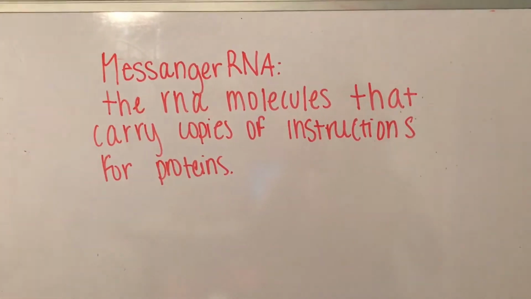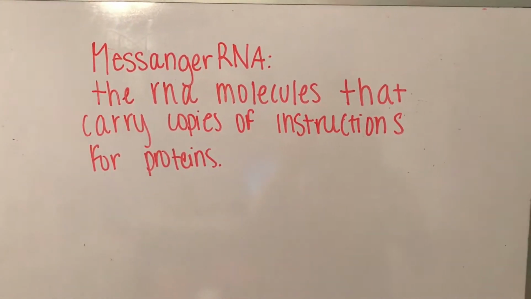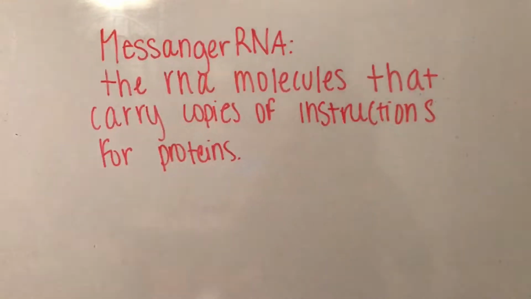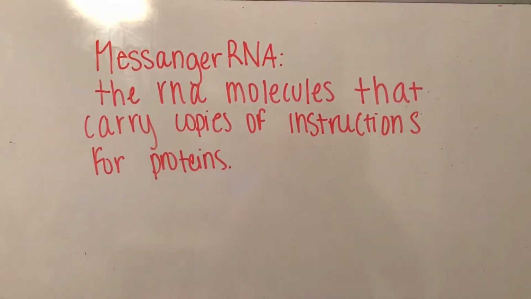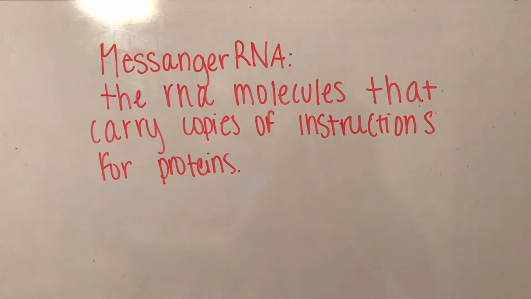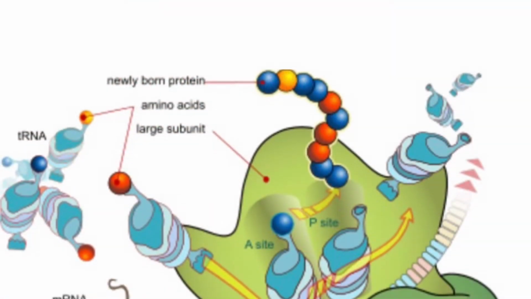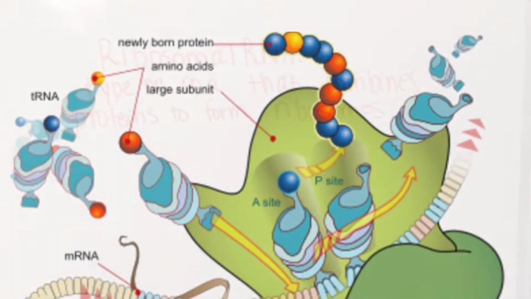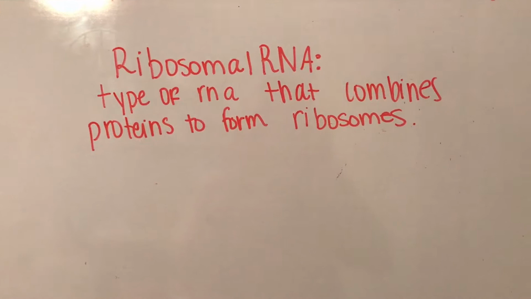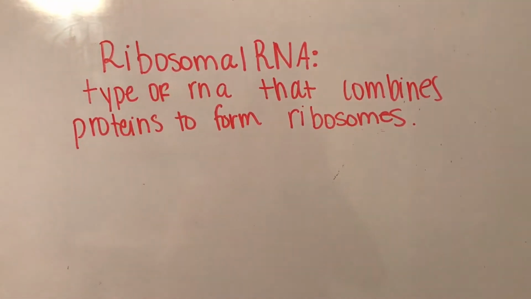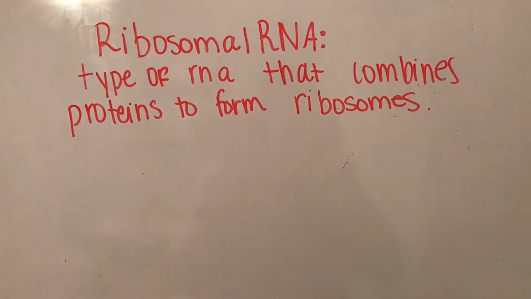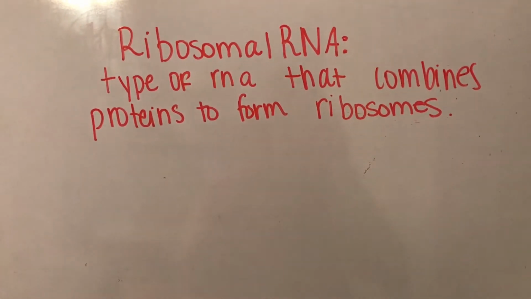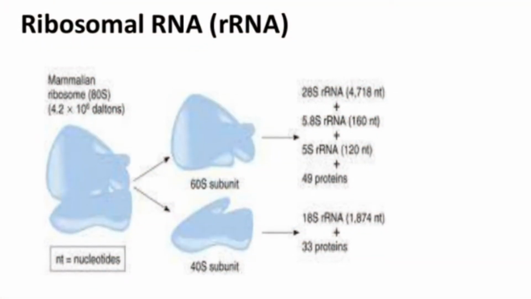Next we have messenger RNA. Messenger RNA is an RNA molecule that carries copies of instructions for the proteins. In the picture you will see next, it will show a picture of messenger RNA, also known as mRNA. Next we have ribosomal RNA. This is also known as rRNA. rRNA is a type of RNA that combines with proteins to form ribosomes. In the picture you will see next, it will show a picture of rRNA.